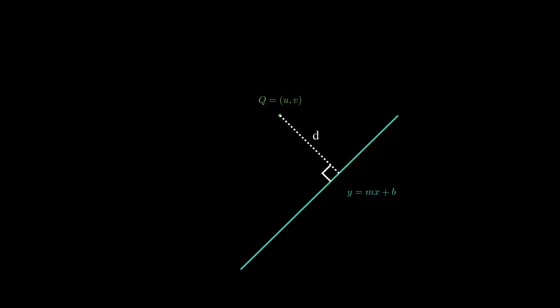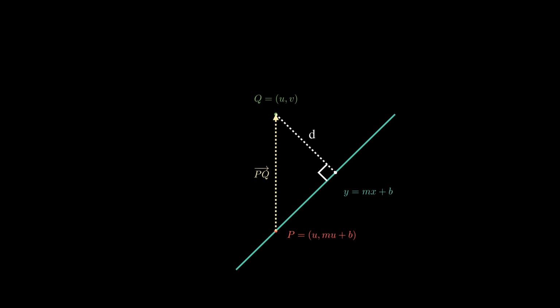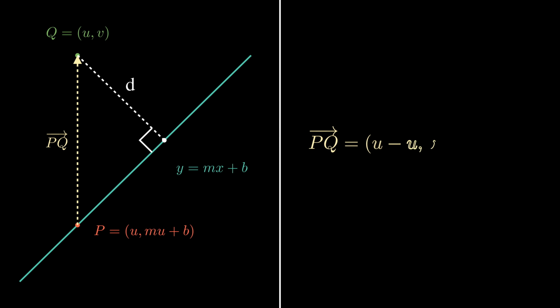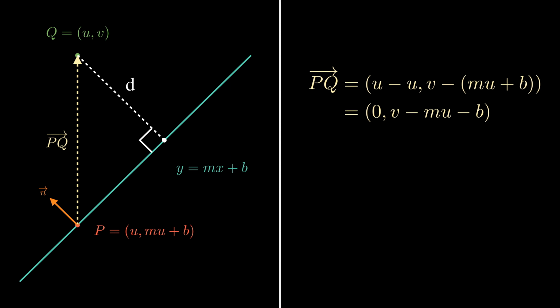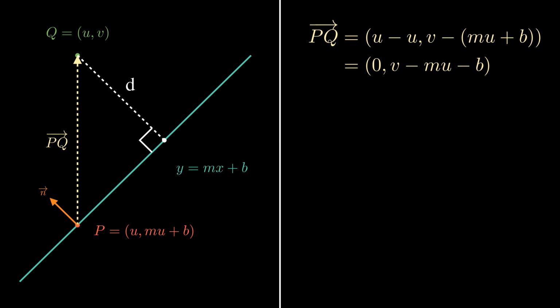We can find d using some geometry and dot products. Let P be the point on the line directly below Q, so it has coordinates (u, mu + b). From here, we can form the vector PQ. We can get the direction of PQ by subtracting the coordinates of P from Q. Now, let's choose n to be some vector perpendicular to the line. Since the line has a slope of m, for n to be perpendicular to the line, it must have a slope that's the negative reciprocal, or minus 1 over m. One potential choice for n is (−m, 1).